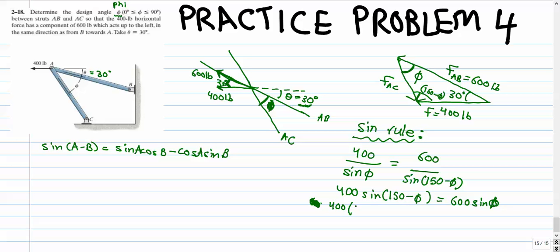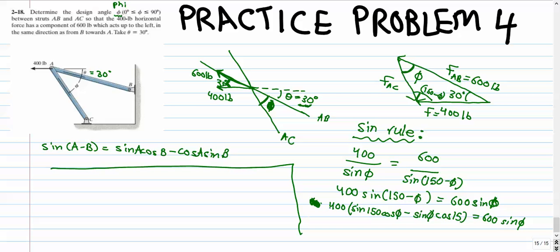400 times sine of 150 cos of phi minus sine of phi cos of 150 equals 600 sine of phi. Alright, so divide 400 on both sides, and what we get is sine of 150 cos of phi minus sine of phi cos of 150 should be equal to 600 divided by 400 is 1.5. So 1.5 sine of phi.